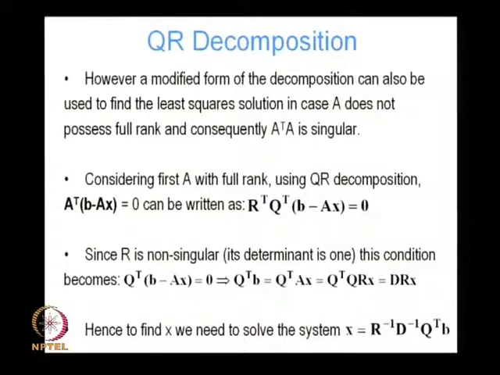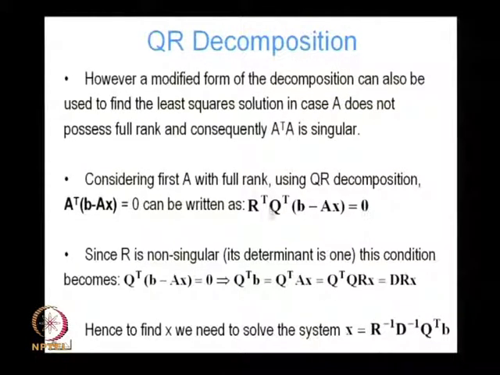Let us first consider the case where A has full rank. So using QR decomposition, we can replace A transpose by R transpose Q transpose. R transpose Q transpose (b minus Ax) must be equal to 0. And since R is non-singular, recall R is a unit upper triangular matrix and also recall that for an upper triangular matrix, the determinant is given by the product of its diagonal terms, and since all its diagonal terms are 1, it is evident that this R must be non-singular. So, since R is a non-singular upper triangular matrix, we know that R is invertible.